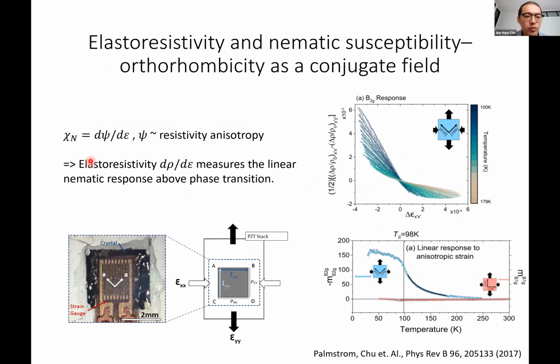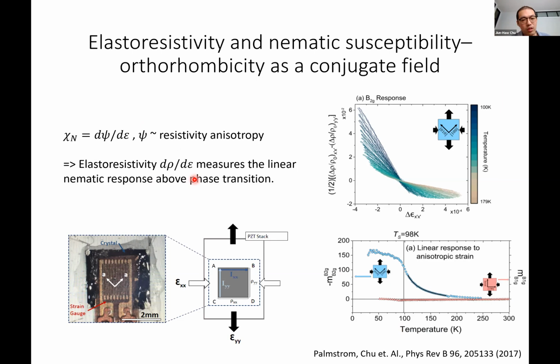Now, if we treat the resistivity anisotropy as a proxy of the nematic order parameter, since they transform the same way in this tetragonal point group, at least you expect that they will be linearly proportional to each other at the infinitesimal level. Then when you measure the induced resistive anisotropy by applying a controllable anisotropic strain above the phase transition, you're effectively measuring the nematic susceptibility. This is the same way you measure the magnetic susceptibility of a ferromagnet, where you apply a field and measure the induced magnetization.